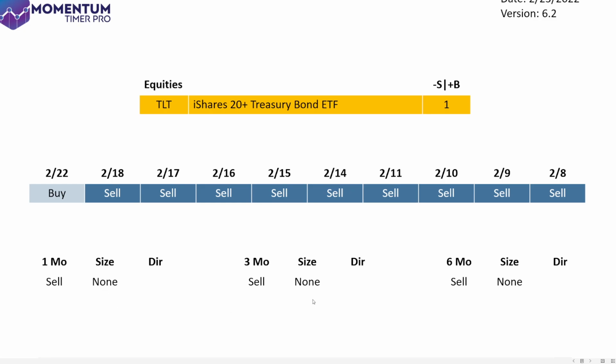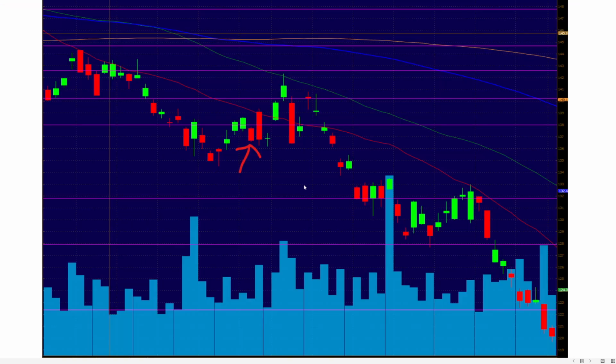Now look at this. 1 month none, 3 month none, 6 month none. What is that telling you? You just look at the report saying it's in a downtrend. If you're a long only investor, move on. If you're a short seller, well, you would have had a 1 day move down, made a little bit of money, and that would have been nice.